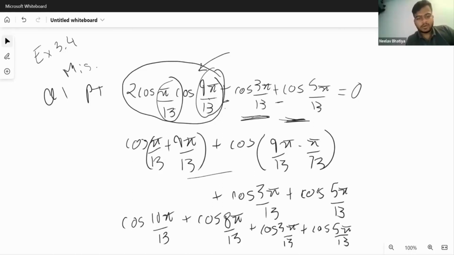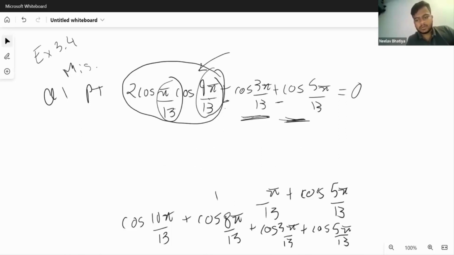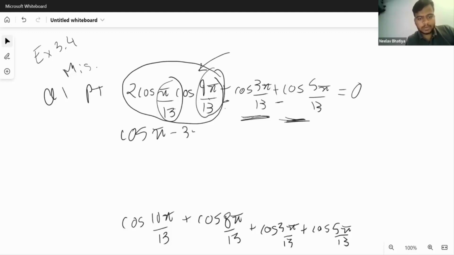And I'm going to rub this part off so I have more space to write the solution. All right, I'll continue with the term below here and let's see where that gets us. Can we write 10 pi by 13 as being equal to cos of pi minus 3 pi by 13? That makes sense. I have done nothing, but I've represented 10 pi by 13 as being equal to pi minus 3 pi by 13. Correct.